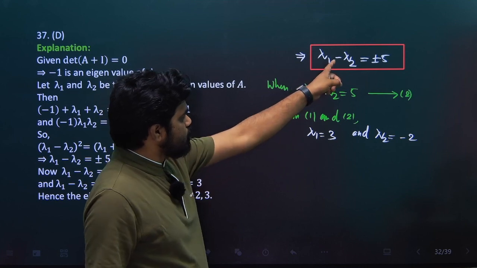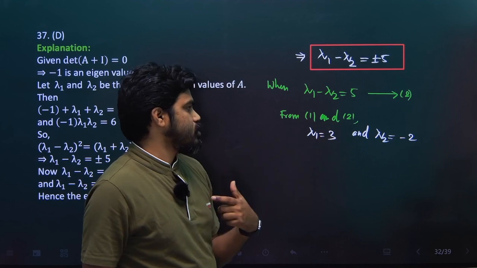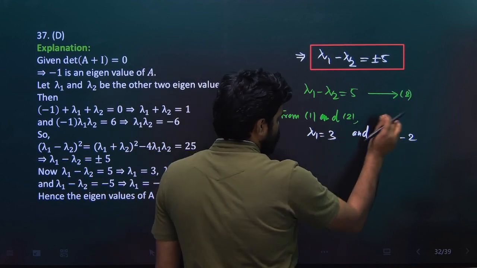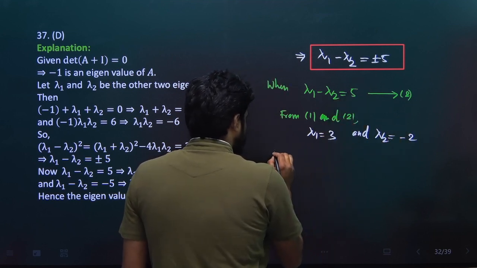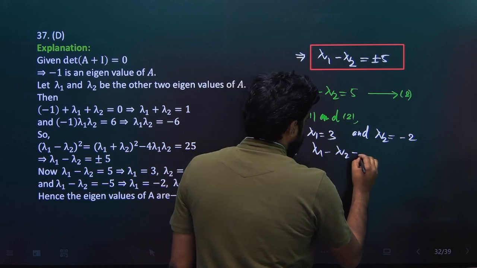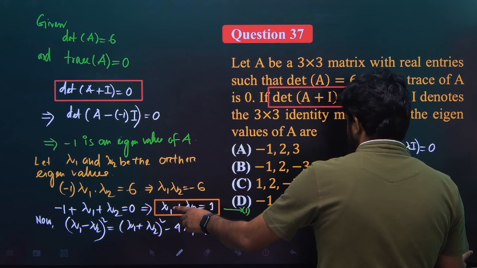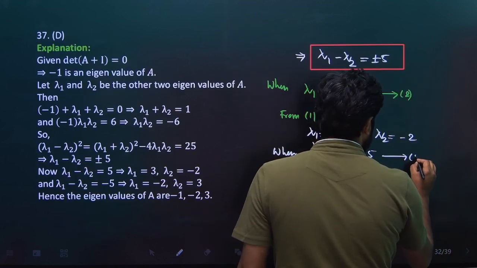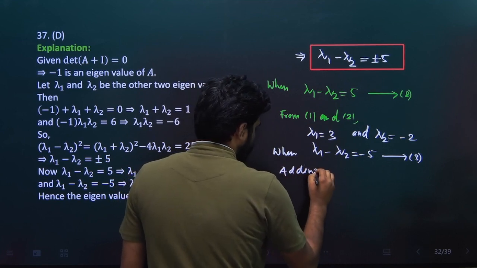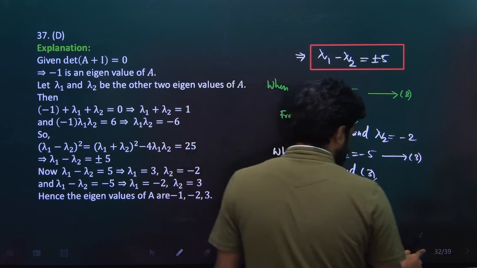Similarly, if we consider lambda 1 minus lambda 2 is -5, you get lambda 1 is -2 and lambda 2 is -3. Just see, if we consider lambda 1 minus lambda 2 is 5, now add. Look, equation 1, suppose this is equation 3. So just adding 1 and 3, what do we get?